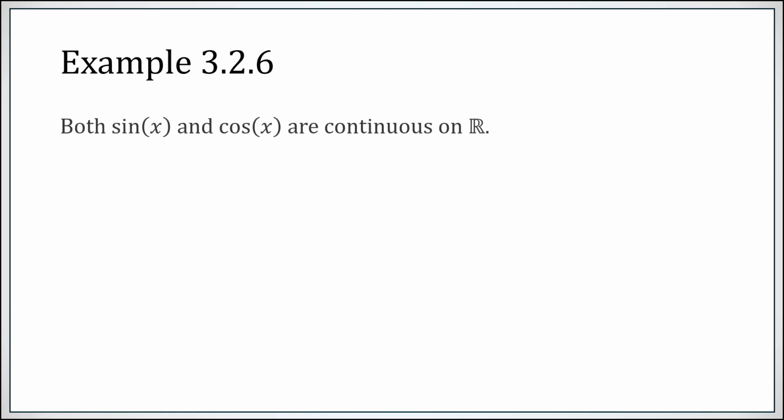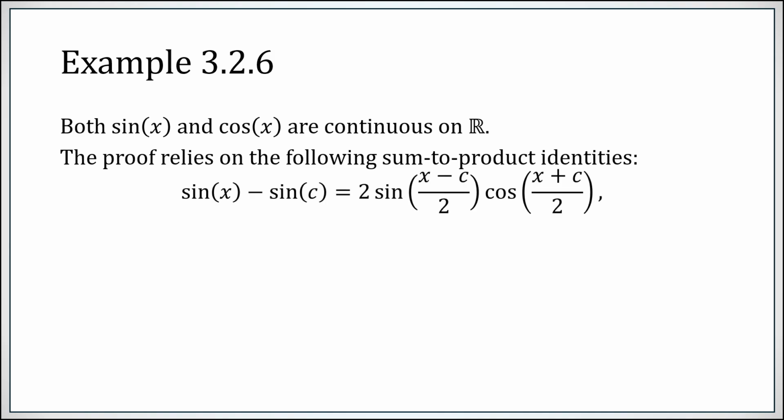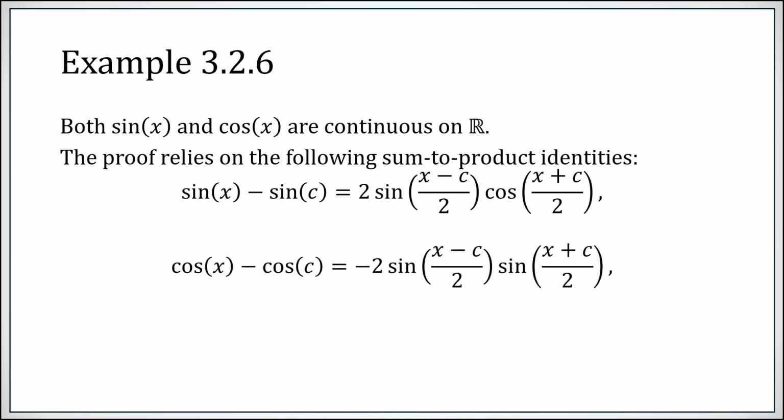Let's take a look at another example. Sine and cosine are continuous. Now the proof relies on the following trigonometric identities. Sine x minus sine c is this particular product. If you know the sum and difference formulas for sine, like sine of a plus b is sine a cos b plus sine b cos a, those sorts of things, apply them both to this sine and this cosine, and you can recover this form here. Similar for cosine. Okay, so these are called sum to product identities. It takes this difference of sines and transforms it into a product of a sine and a cosine. This difference of cosines can be transformed into a product of two different sines.